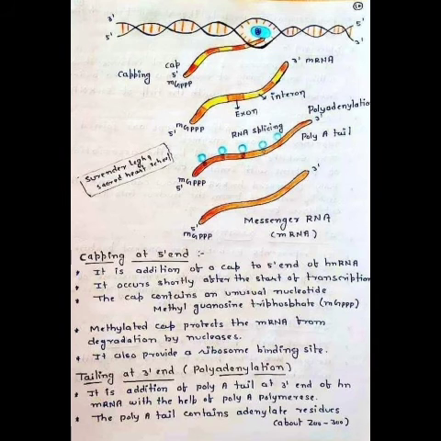Tailing at the 3' end is known as polyadenylation. It is the addition of a poly A tail. Poly A tail means an adenine tail at the 3' end of the newly synthesized messenger RNA. This poly A tail contains adenylate residues. About 200 to 300 adenine groups are attached there.